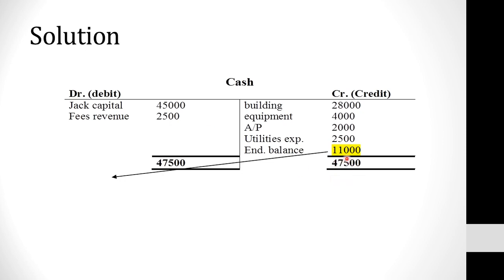But by subtracting 47,500 from the figures within the credit side, we're gonna find that the difference equals 11,000. These 11,000 we're gonna drag to the debit side because the debit side is greater than the credit side by 11,000.